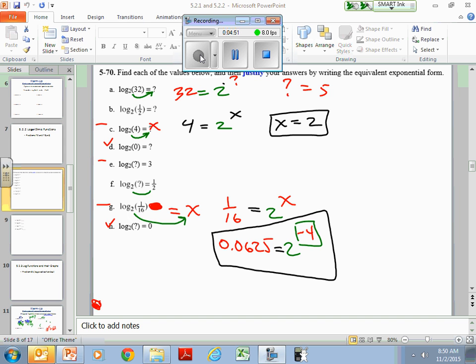If I can swing that 2, I wind up with 2 raised to some power. What is 2 going to be raised to? Pause.